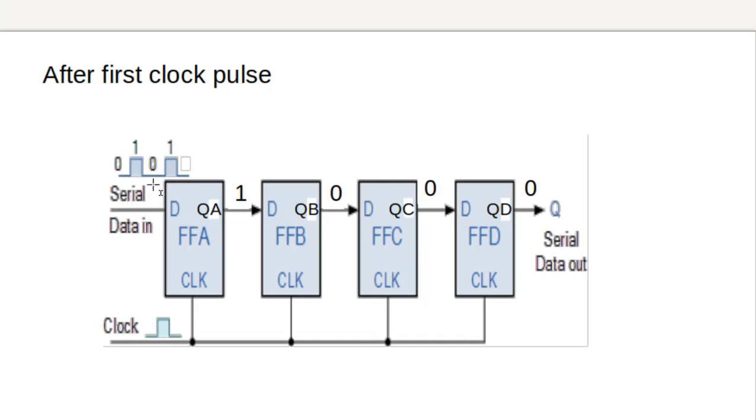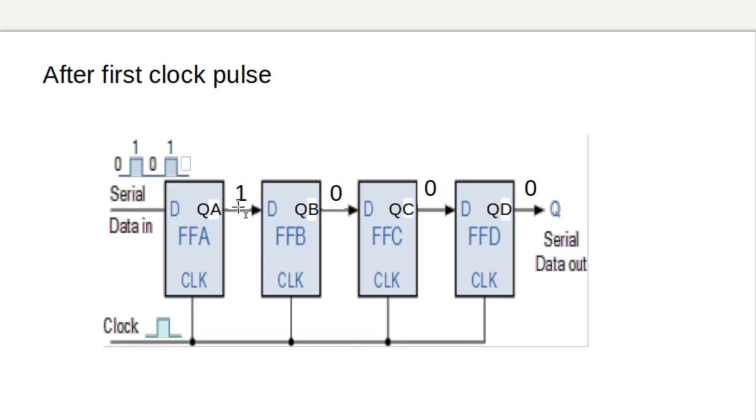So it reaches QA after applying the first clock pulse. The previous 0 at this point will be shifted to this point, and the 0 at this point to this point, and the data at this point might have shifted to this point. So when we have applied the first clock pulse, the first bit is reaching this point and it is stored at this point.